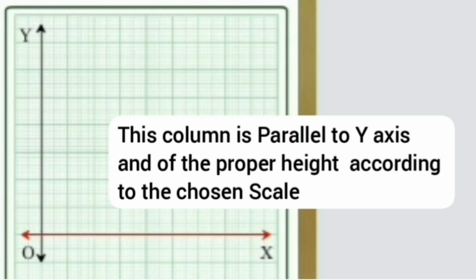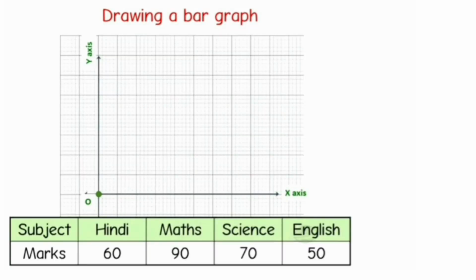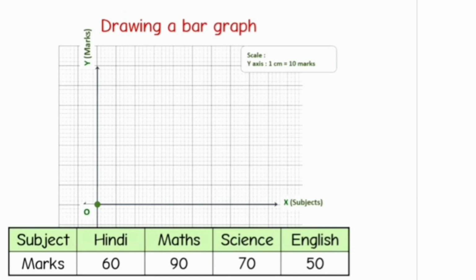So, we are set to draw the graph, but we need some data to construct a graph. This table tells us the marks Rita obtained in the final exam in 4 subjects. So, we are going to draw a bar graph based on this information.